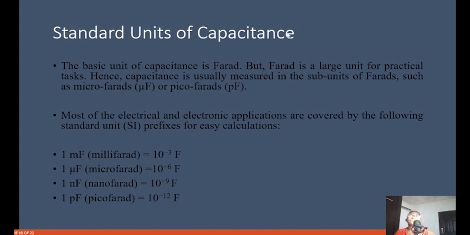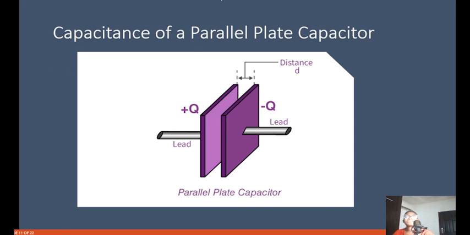Standard unit of capacitance. The basic unit of capacitance is the farad. Yes, capacitance is measured in farad, but the farad is a large unit for practical tasks. Hence, capacitance is usually measured in sub-units of the farad, such as the microfarad. Most times, this is the unit we use for capacitance, micro or picofarad. So 1 millifarad is times 10 raised to power minus 3, microfarad is times 10 raised to power minus 6, nanofarad is minus 9, and the picofarad is minus 12 farads.